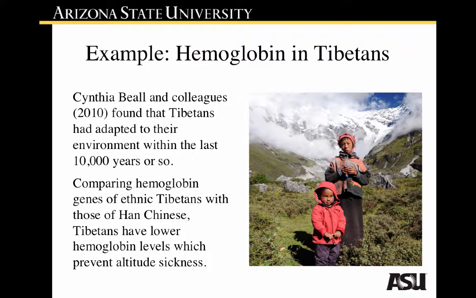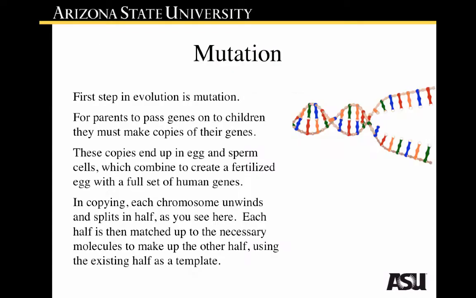Here's another example that may be a little bit more concrete. Cynthia Beale and her colleagues found that Tibetans, residents of Tibet, had adapted to their environment within, say, the last 10,000 years or so. And I'll give you an example of how. So if you compare the hemoglobin genes of ethnic Tibetans with those of Han Chinese, the Tibetans have lower hemoglobin levels. And these lower hemoglobin levels actually prevent people from getting altitude sickness.